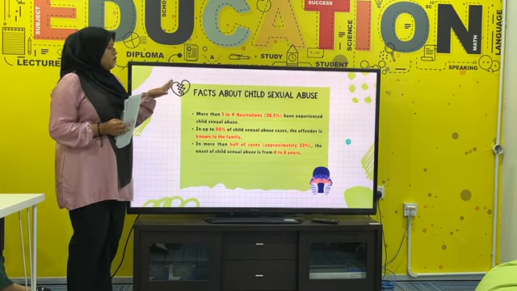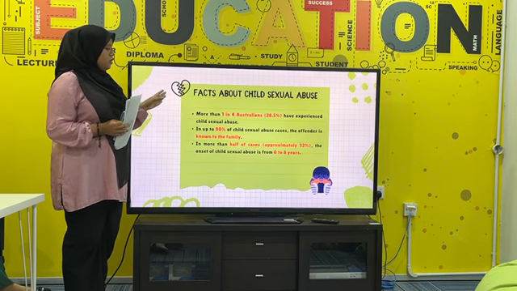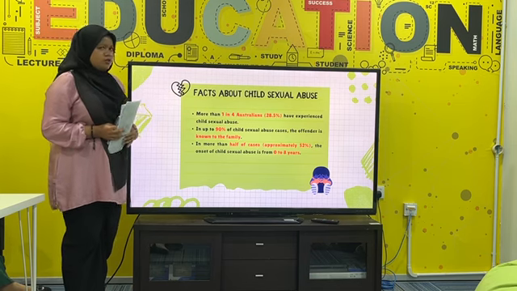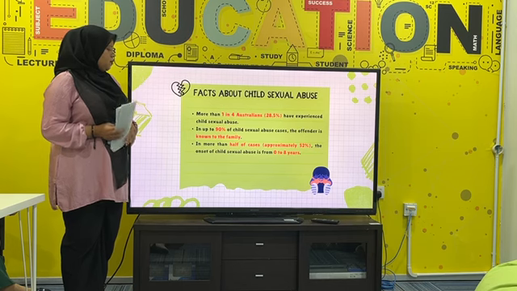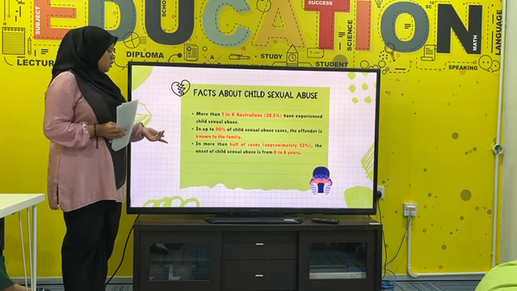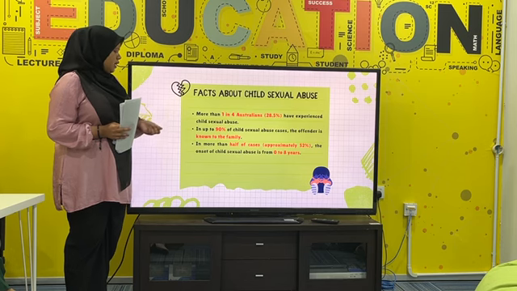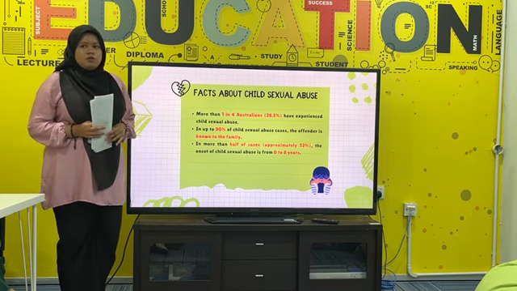Okay, these are facts about child sexual abuse. More than 1 in 4 Australians, 28.5%, have experienced child sexual abuse. In up to 90% of child sexual abuse cases, the offender is known to the family. In more than half of cases, approximately 52%, the onset of child sexual abuse is from 8 to 10 years old.